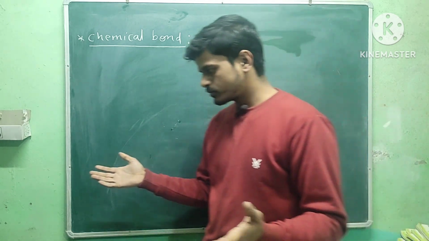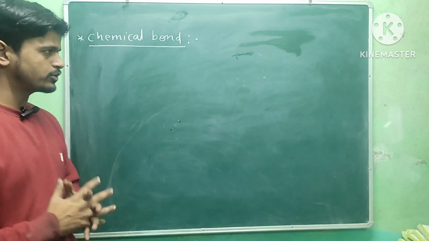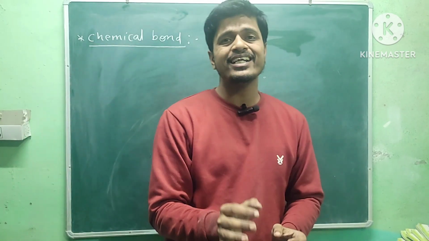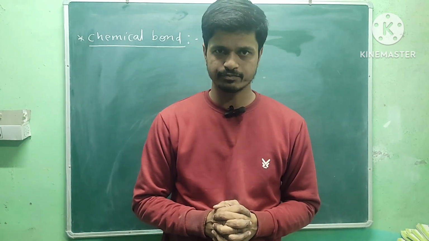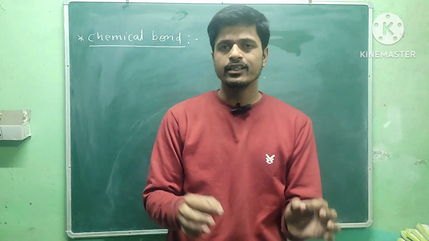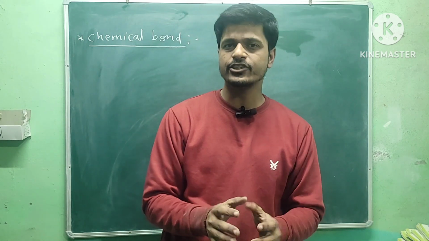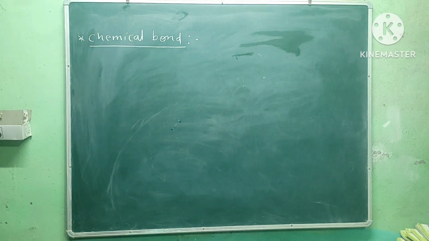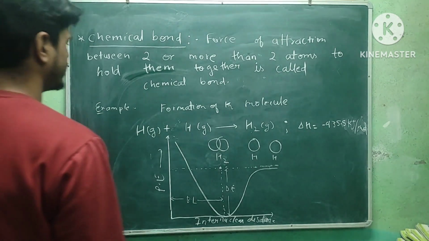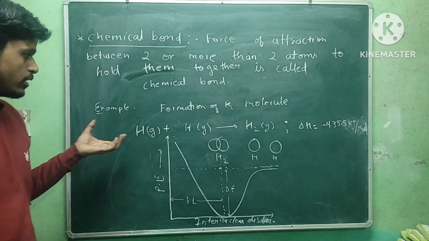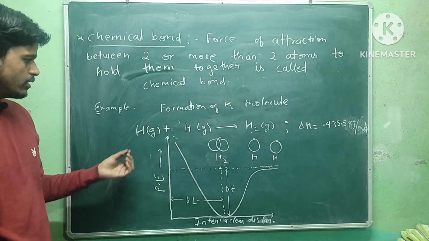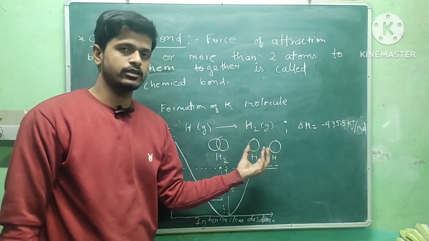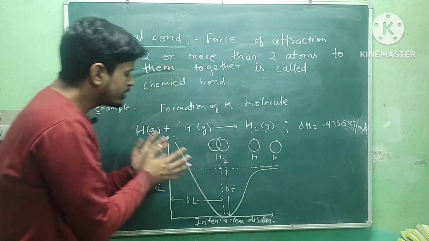And you know that when atoms get closer to form a chemical bond, there is a decrement in the total energy of the system. To understand this, let's take the example of the formation of an H2 molecule. Here you can see that two atoms of hydrogen come closer. There is a decrement in energy, shown by a graph.